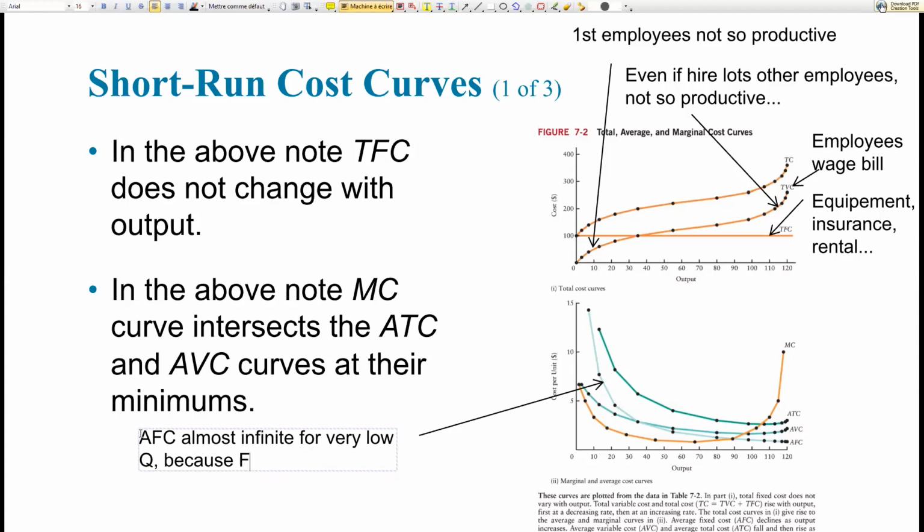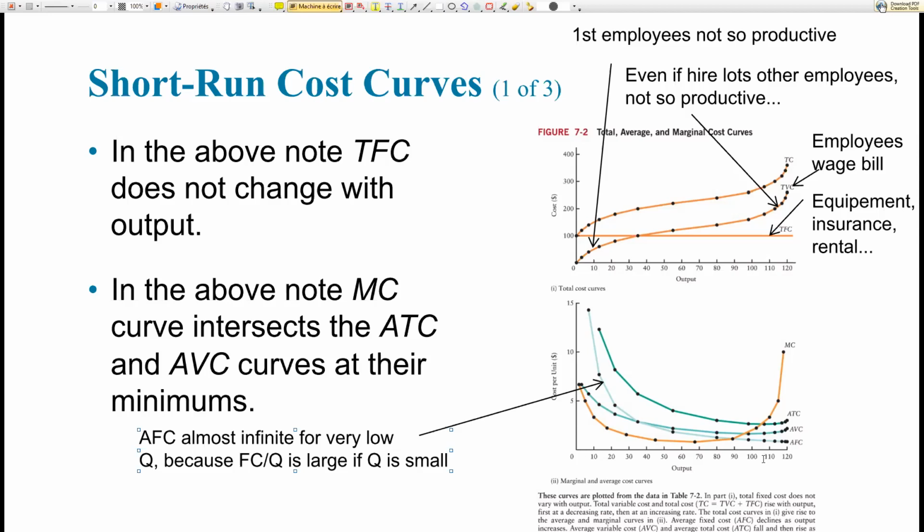Fixed cost divided by Q is large if Q is small. Yeah, so that's exactly what's going on there. I have to start renting everything and buying the place, and then if I just produce one unit, the cost per unit is astronomical.